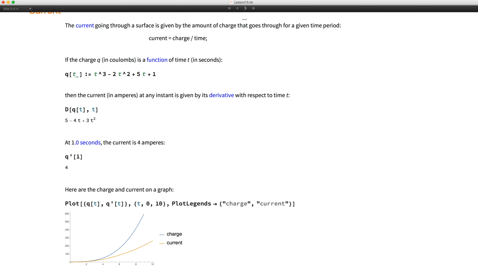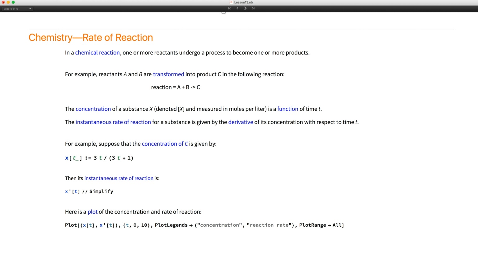So let's go on now to chemistry. Now in chemistry, one talks about reactions, chemical reactions. So what happens there is that one or more reactants would undergo some process, and give you some products. So for example, you might have two reactants A and B that give you a product C.